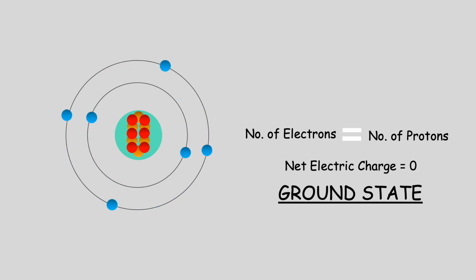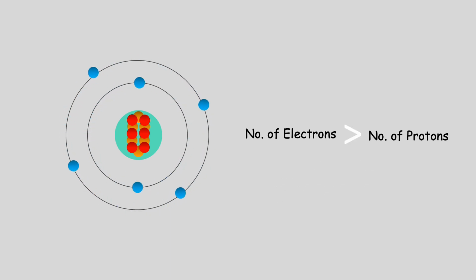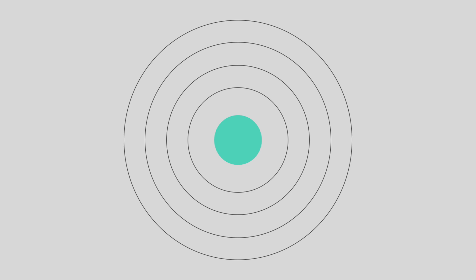We can change the atom's charge or energy level by adding or removing electrons from the atom. When an atom has more electrons than protons, it has a negative charge and it's called a negative ion. And when an atom has fewer electrons than protons, it has a positive charge, so it is also called a positive ion.